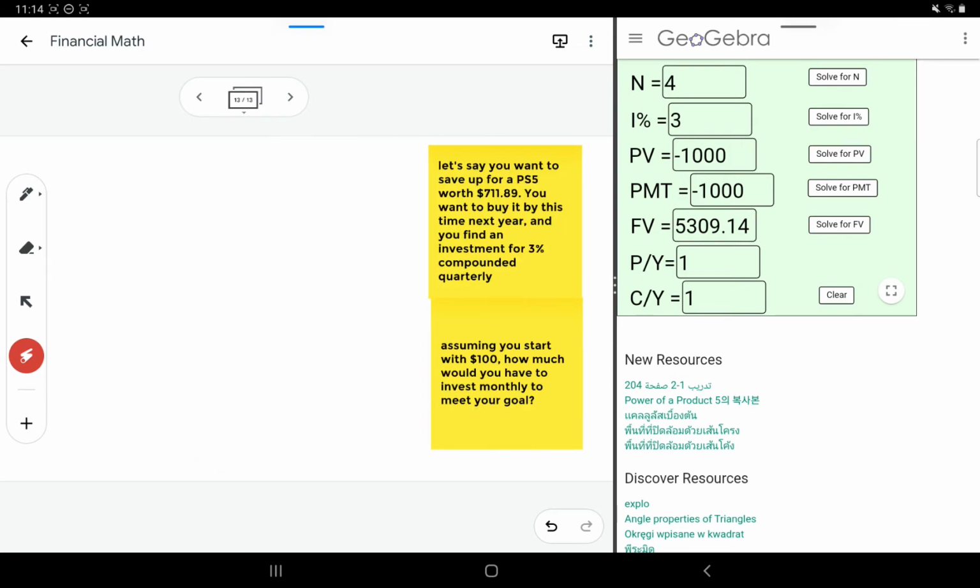So here's another example that might apply to you, or might not, but it will still apply to you in terms of budgeting. Okay, so let's say you want to save up for a PS5. With taxes in, it's worth $711.89.